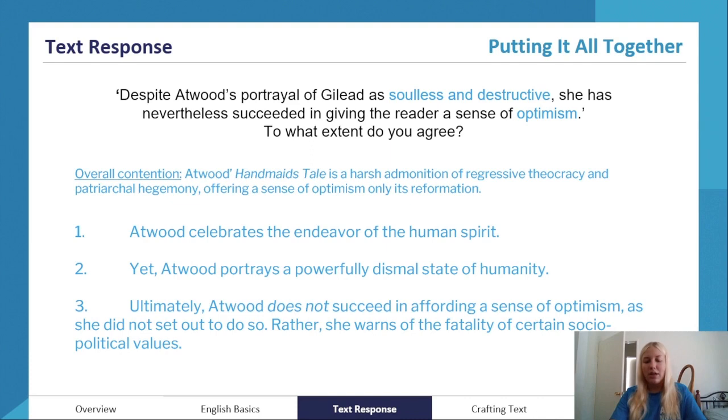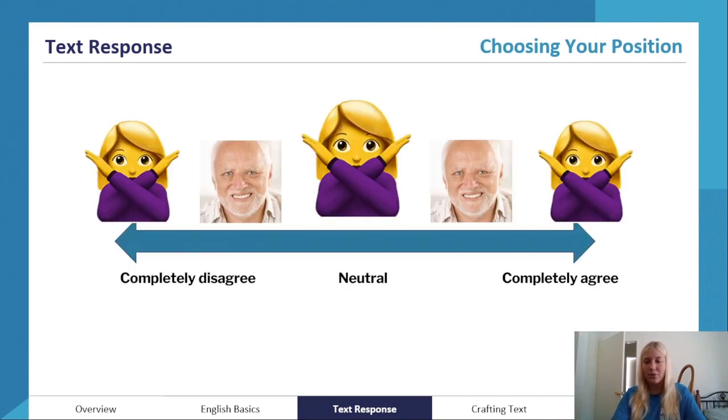So remembering that you need a counter argument. So you need to be here or here. Either you agree more or you disagree more with the prompt. You cannot completely disagree, you cannot be neutral, and you cannot completely agree. Two arguments for one side and a counter argument for the other side is what you should always aim for with every essay.